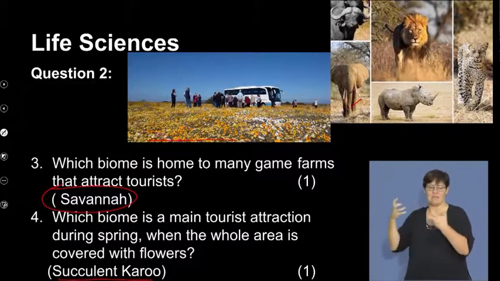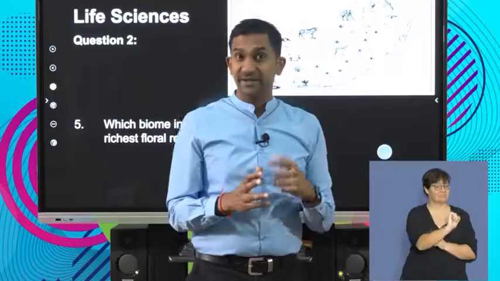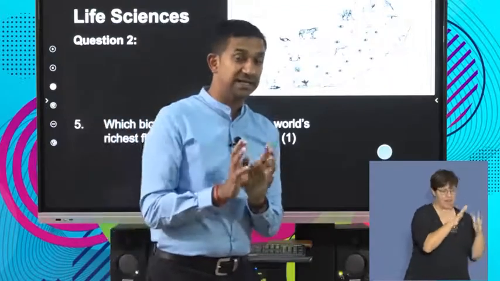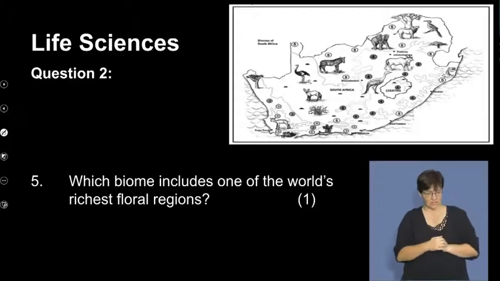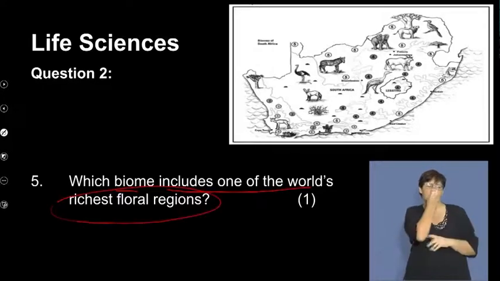So guys, essentially we have to understand that our biomes are unique, and they're characterized by these plants and animals, and knowing that will often help us to link that to an answer in a question. Finally, let's get to the last question in this. Which biome includes one of the world's richest floral kingdoms?